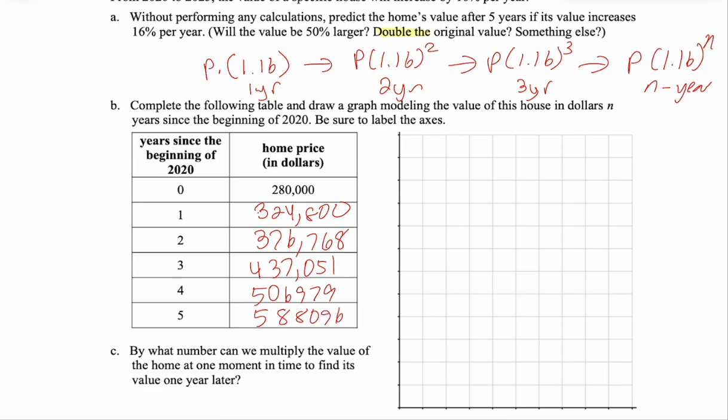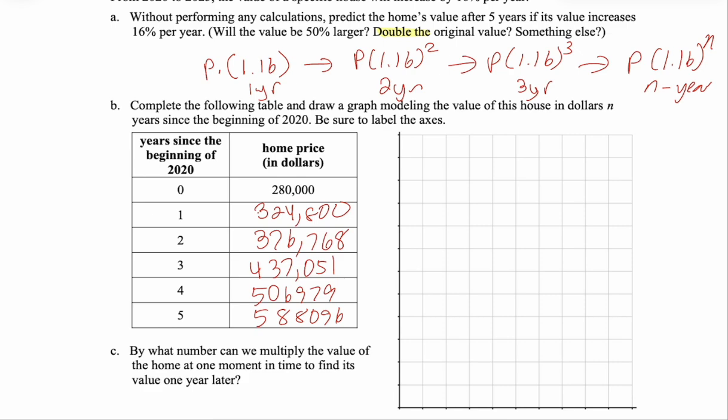Okay. So did it double? Well, 280,000 times 2 is 560,000. So it more than doubled in 5 years. Not much more. It's pretty close to doubling it. So let's actually draw the graph. We should expect to see that kind of curvature that we saw before.